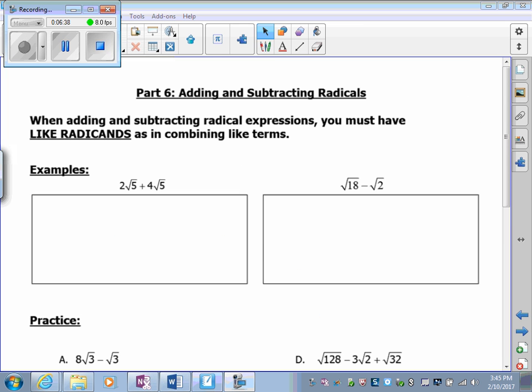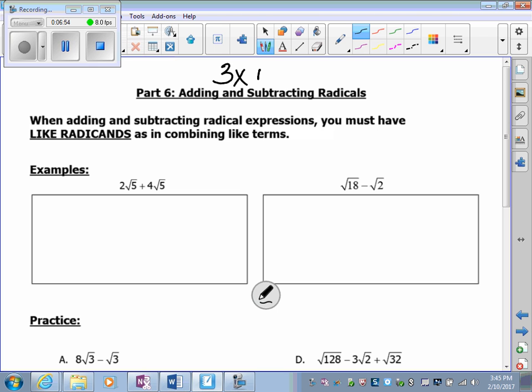Go ahead and move to the next thing that we'll do, and this is adding and subtracting radicals. Okay, what's really important here, you must have like radicands, as in combining like terms. If I had a problem that said 3x plus 4x, you would tell me that the answer is 7x. But if I had another problem that was 3x squared plus 4x, you would tell me that's already in simplest form. I've already combined all the like terms.